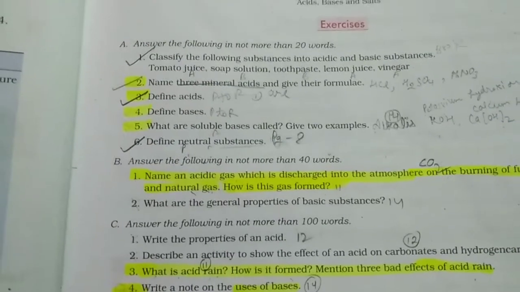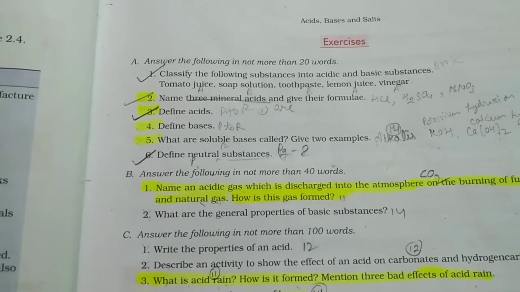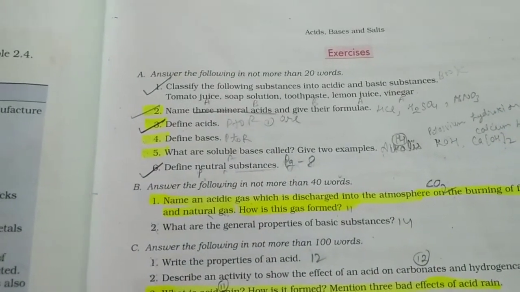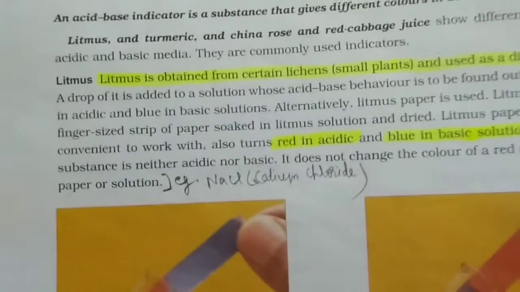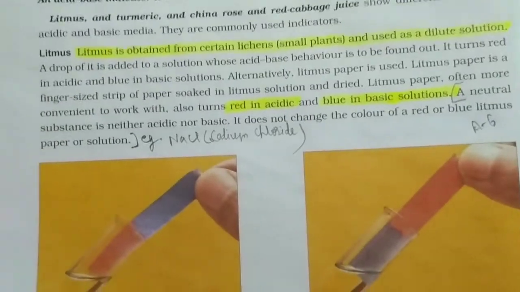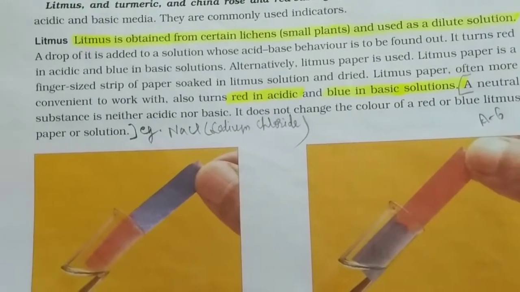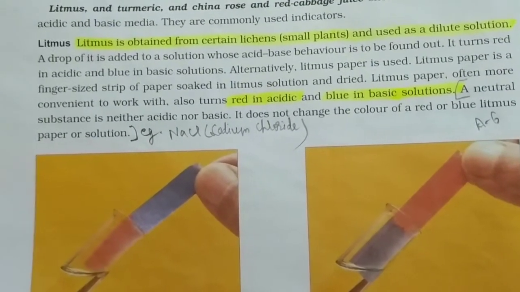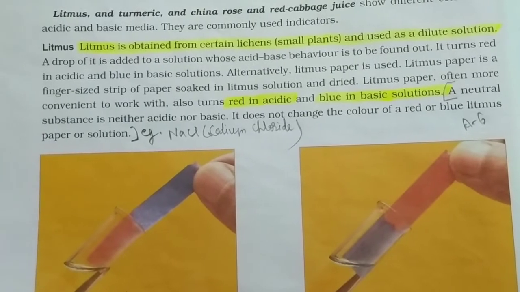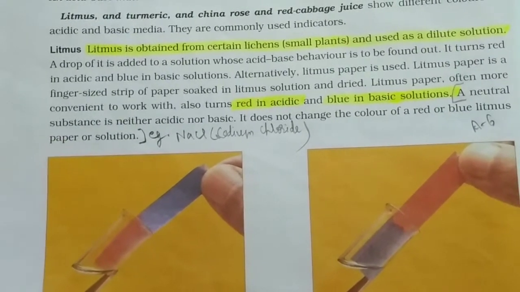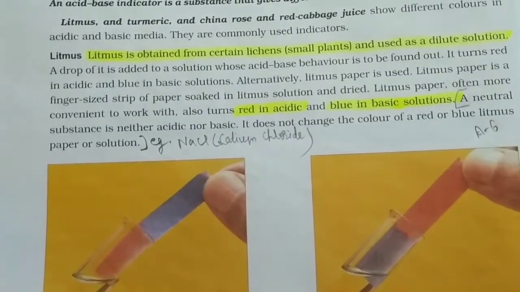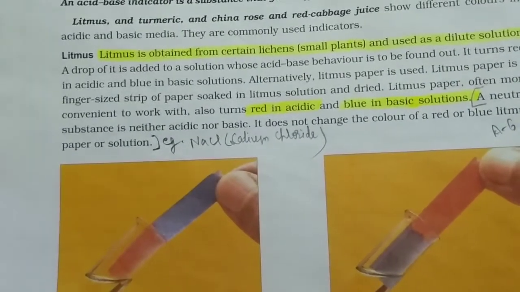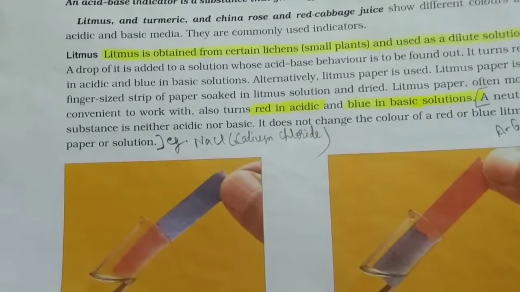Now question number 6. Define neutral substances. The answer of this question is on page number 8. Here, a neutral substance is neither acidic nor basic. It does not change the color of a red or blue litmus paper or solution. Example, sodium chloride, and the formula of sodium chloride is NaCl.